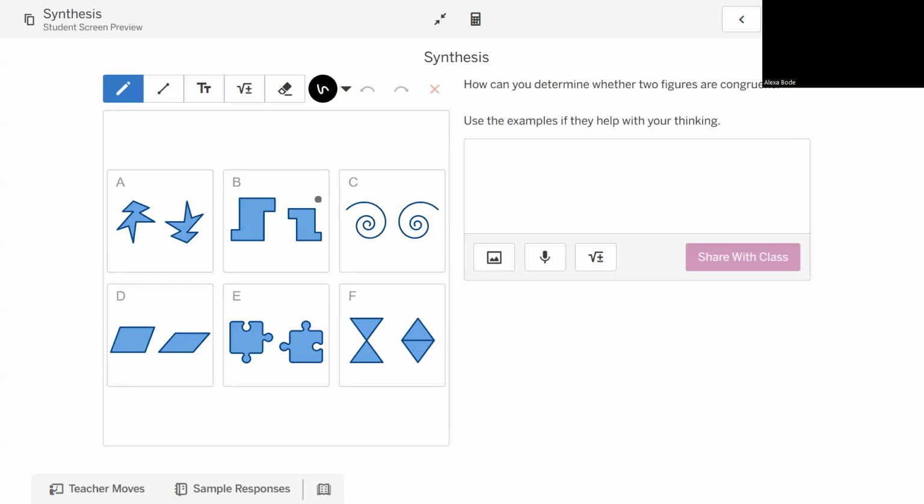So, synthesis, looking at the six shapes you were looking at before, how can you determine whether two figures are congruent? Explain this in your own words. How can you tell me which of these cards from the very beginning were congruent ones?